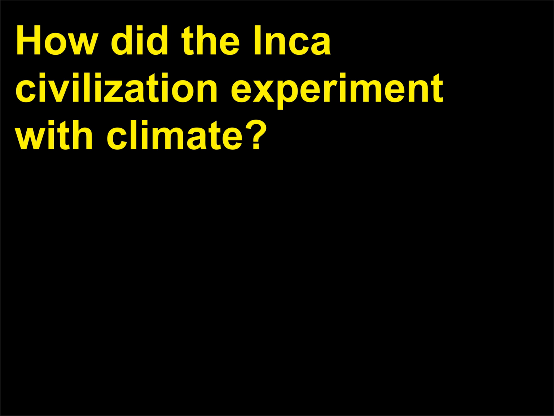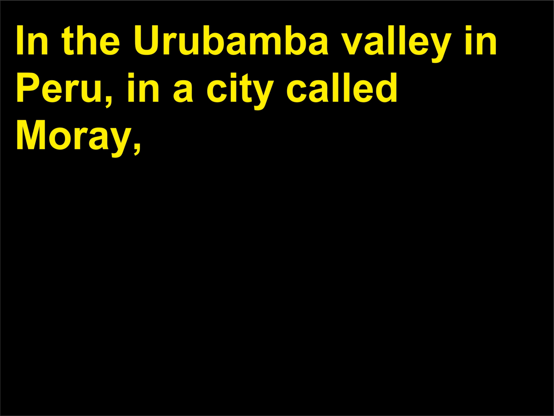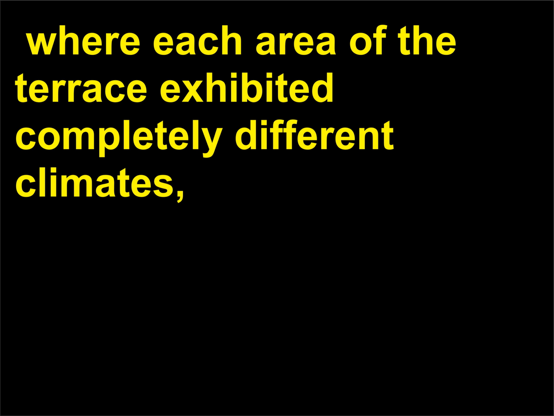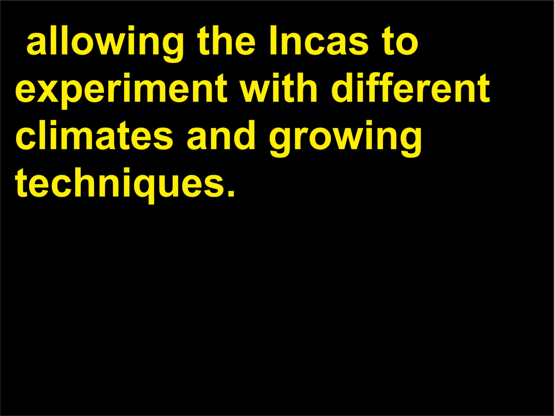How did the Inca civilization experiment with climate? In the Urubamba Valley in Peru, in a city called Moray, are the remains of a great amphitheater-like terrace system. Archaeologists and scientists now believe that this was a great agricultural laboratory, where each area of the terrace exhibited completely different climates, allowing the Incas to experiment with different climates and growing techniques.